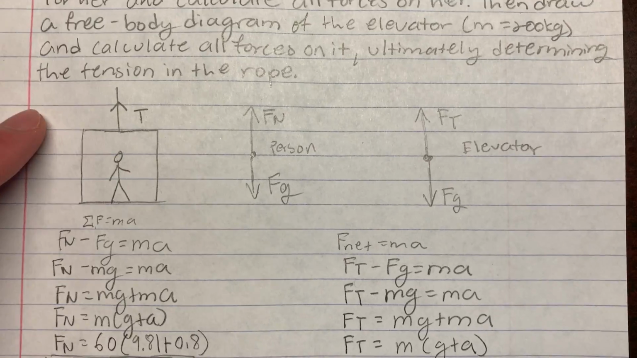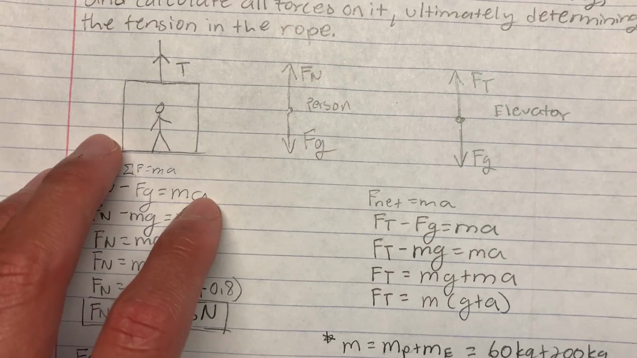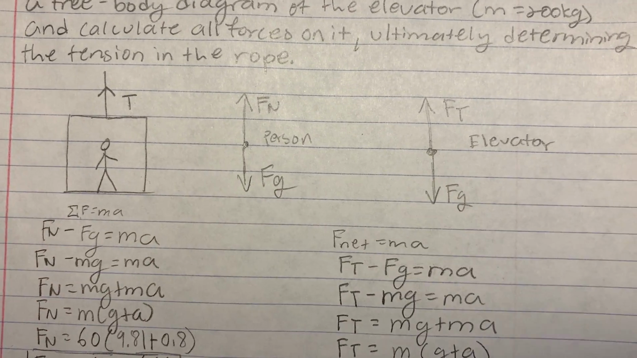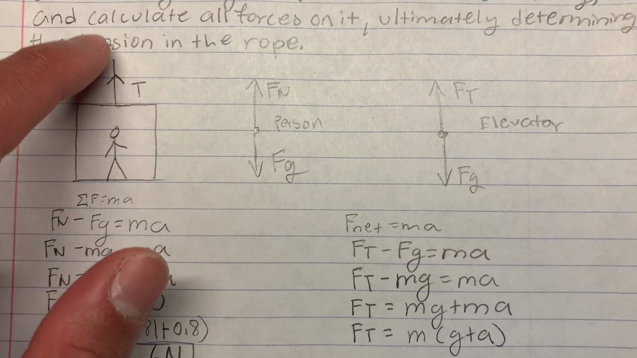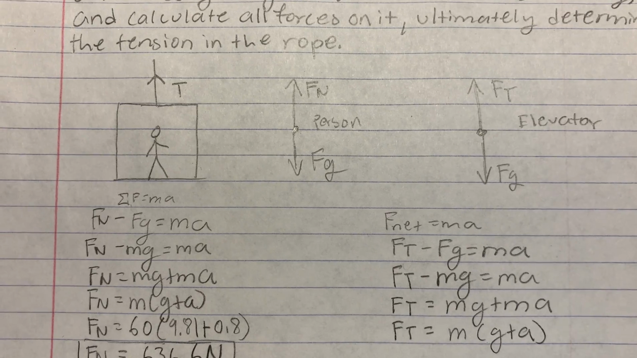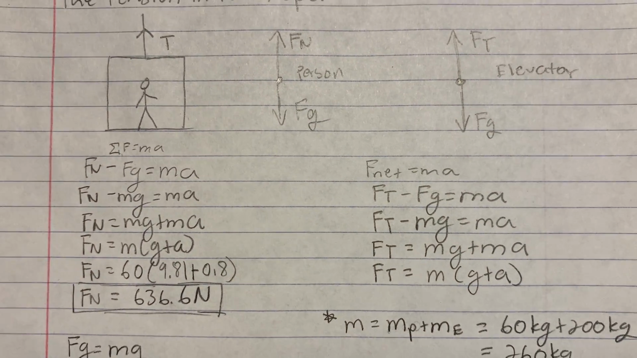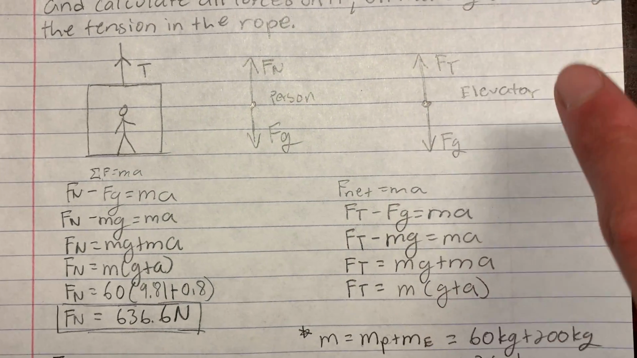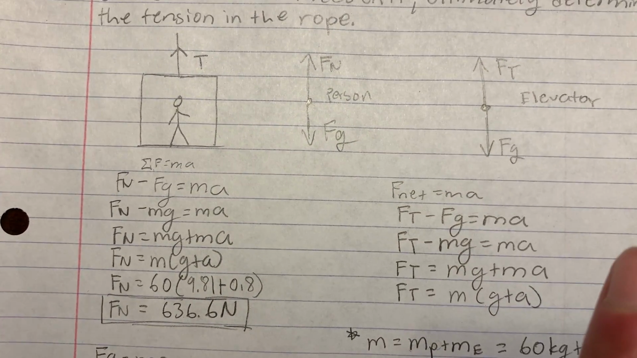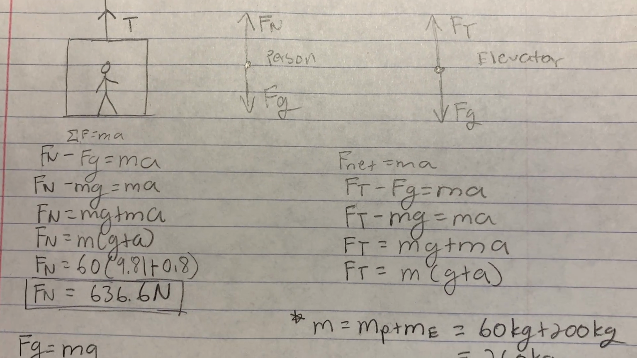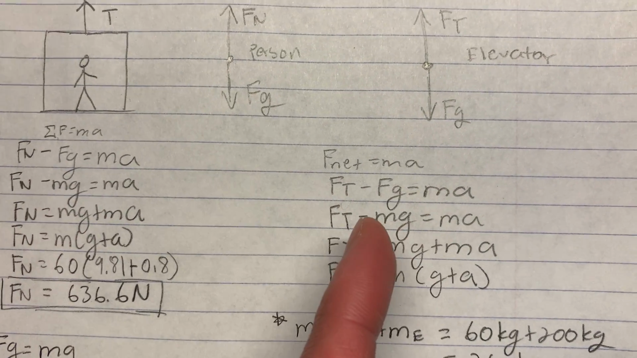Now let's look at the free body diagram of the elevator. For the elevator, the only two forces are the force of gravity downward and the force of tension upward, because there's a rope right here that's holding up the elevator. And so the same formula, F equals ma. Again, tension is positive and the force of gravity is negative, because the elevator itself is moving up in the positive direction. So you would do the same thing with tension minus force of gravity.